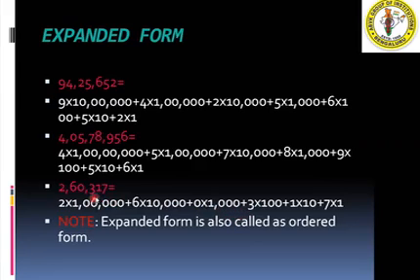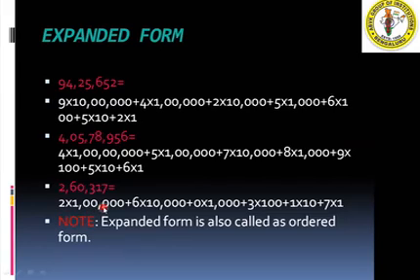Plus here 300s are there. 3 into 100 plus 1 ten. 1 into 10 plus 7 ones. 7 into 1. So this is the way we will write expanded form. You have learned in earlier classes also. Here I have given one note. Expanded form is also called as order form. So this expanded form you can also call ordered form.